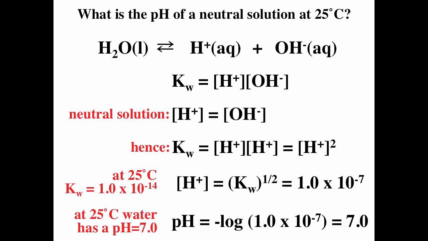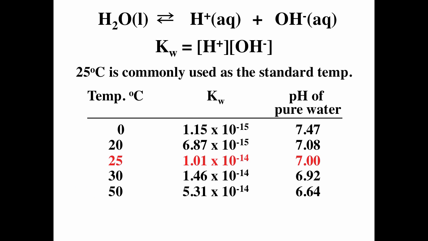Now it's kind of interesting, Kw is actually temperature dependent. Most equilibrium constants are temperature dependent. And so the pH of neutral solutions or pH of pure water actually depends on temperature. And so at 50 degrees Celsius, the pH of pure water should be 6.64. And again, it just follows the temperature dependence of Kw.